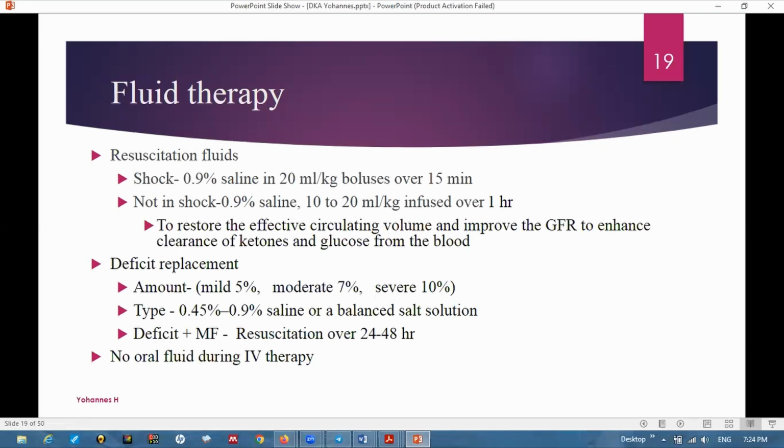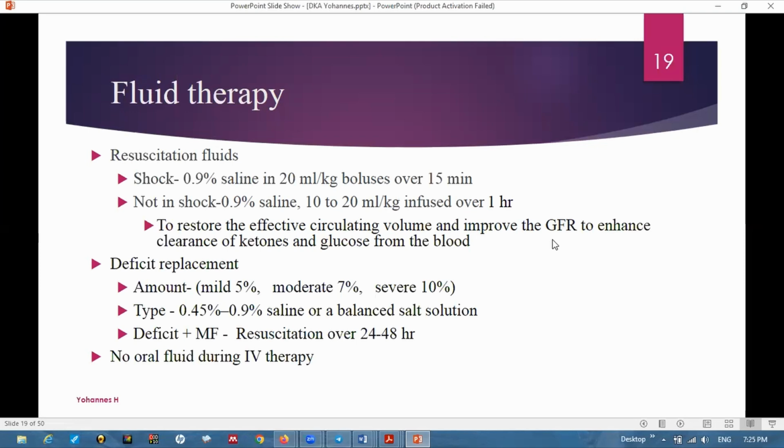Because most of the time, the initial fluid can be the cause for cerebral edema, so we should be cautious. If the patient is not in shock, the fluid should be normal saline 10 ml per kg. It should be infused over 1 hour. This is vital in the management of DKA. It will help us to restore the effective circulatory volume, and it improves the GFR.